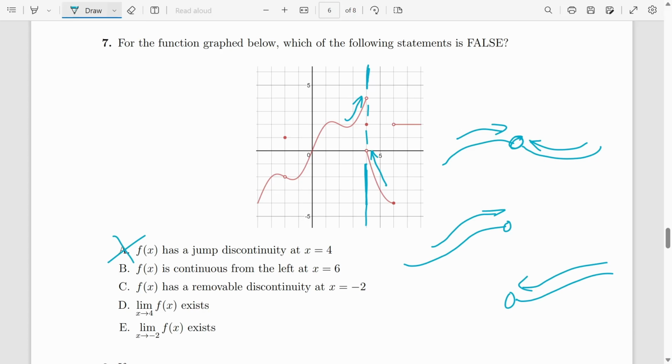Okay, what about B? The function is continuous from the left at x equals 6. So what's x equals 6? It's this.